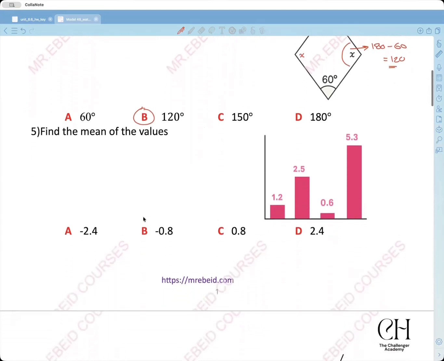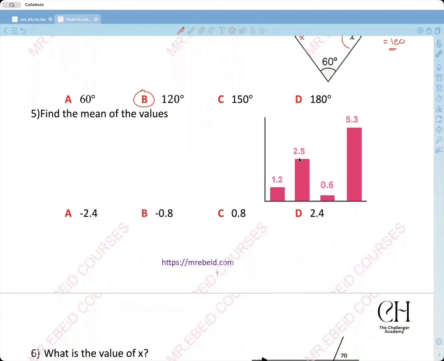Let's move to question 5. Find the mean of the values 1.2, 2.5, 0.6, and 5.3. You just add all of them and divide by their number. I will have 0.6 plus 5.3, which will be 5.9. And 1.2 plus 2.5 is 3.7. If you add both together, it will be 9.6. Then 9.6 divided by 4. I will divide 96 over 4, then put the decimal point. 9 divided by 4 is 2, and write the remaining, which is 1. 16 divided by 4 equals 4. So put the decimal point after one digit. So the answer is D, which is 2.4.